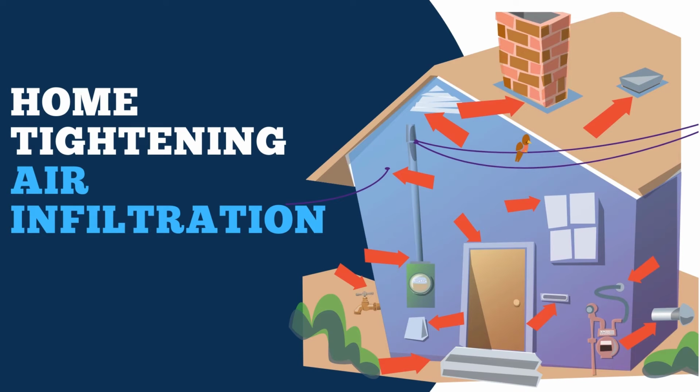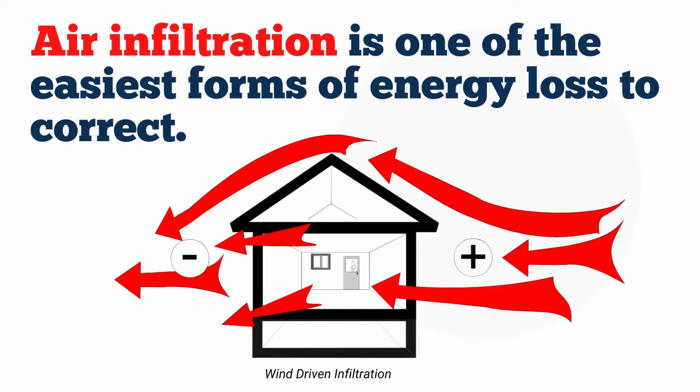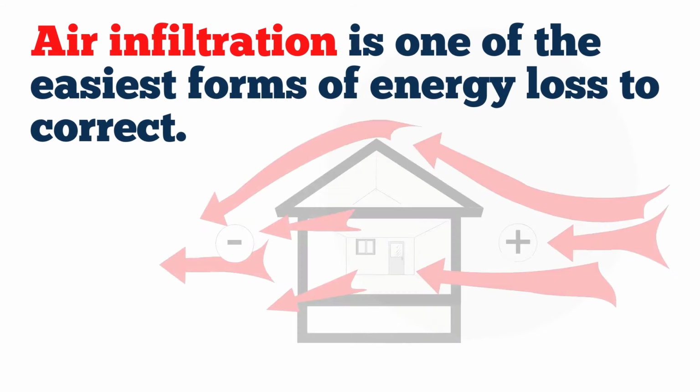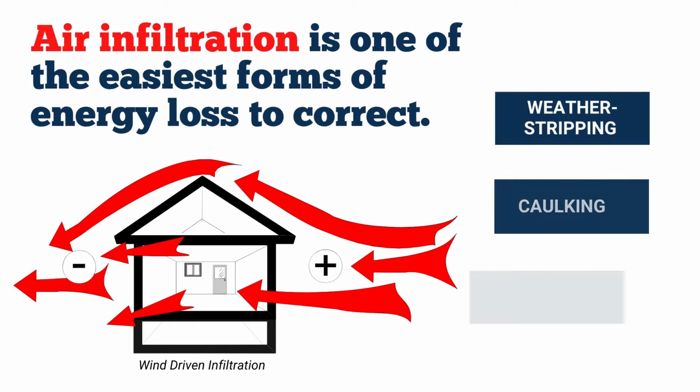Welcome to our channel. Today we are going to look at a guide for air infiltration. Fortunately, air infiltration is one of the easiest forms of energy loss to correct. The process requires only a careful inspection of the home and some inexpensive weather stripping, caulking, and filler materials.